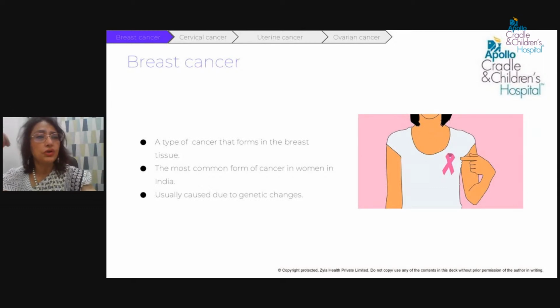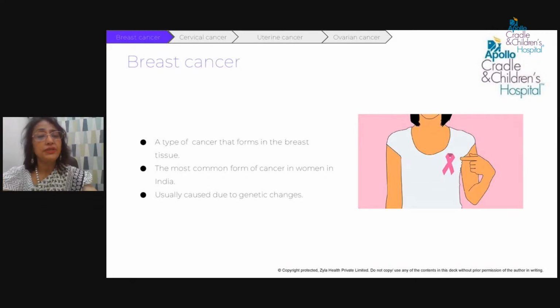Next, I'm going to talk about cervical cancer. The second most common cancer of ladies in India is cancer cervix. What is cancer cervix? It is a cancer of the lower part of the uterus. The uterus ka lower part, the mouth of the uterus, is called cervix. The cancer of that is cervical cancer. It is not the cancer of the nape of the neck. It is the cancer of the mouth of the uterus, which we call cervical cancer.